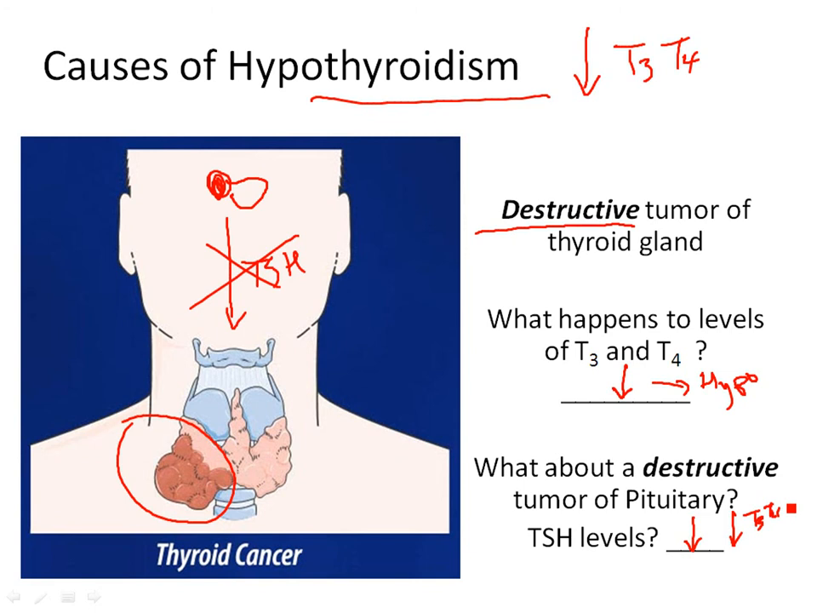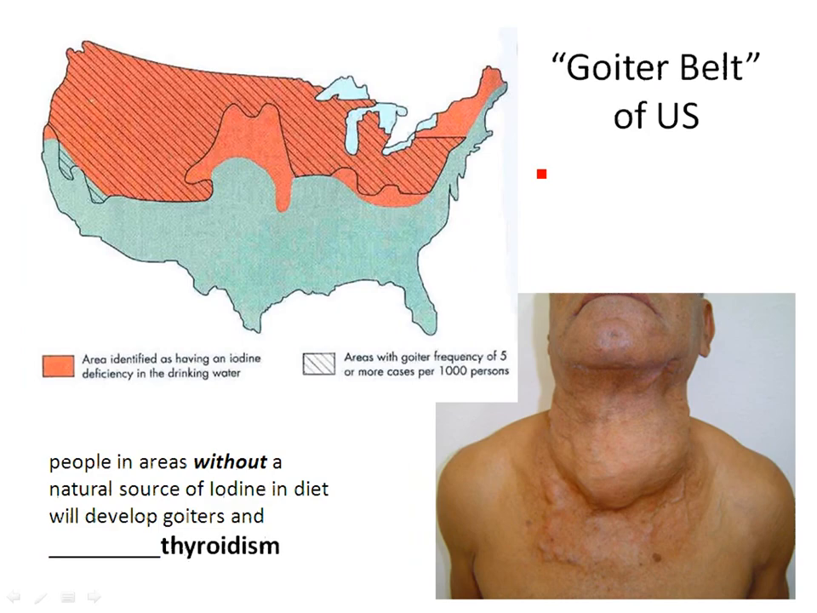And if you see this trend, both of these are destructive type tumors, whereas the proliferative tumors were causing hyperthyroidism. Now, in some areas of the U.S., there was a trend for thyroid problems and goiter development. And these people had hypothyroidism. They didn't have enough thyroid hormones in their bloodstream. And what was happening is they just didn't have enough iodine in their diet, typically within this area.